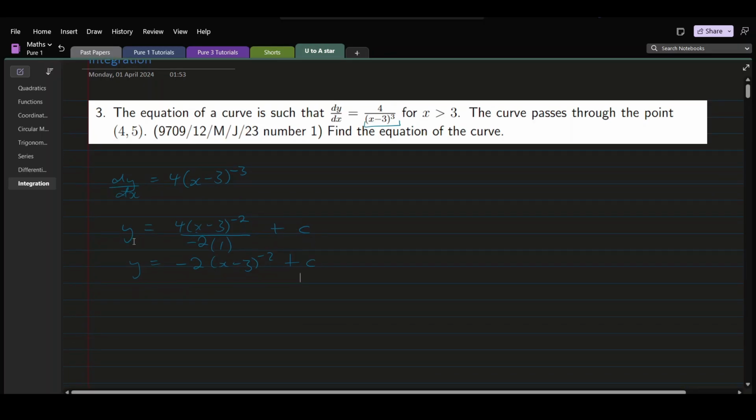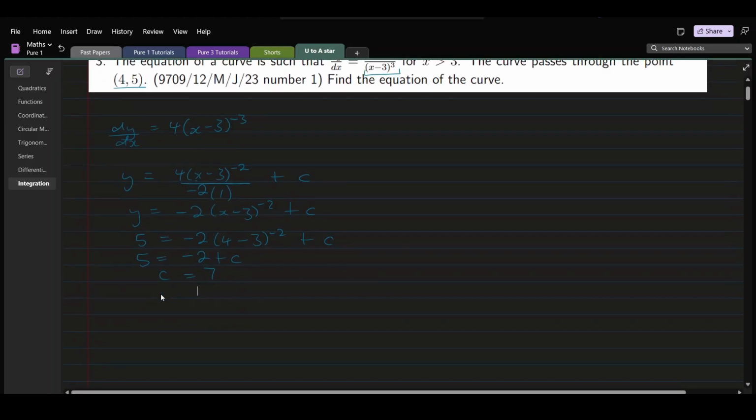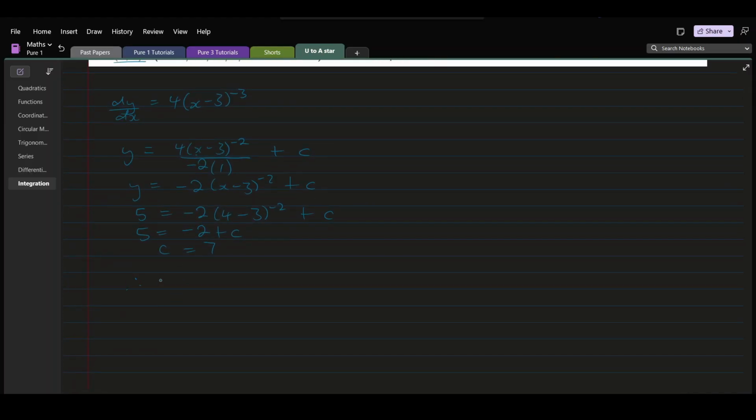Now we were given the set of coordinates to use, that's (4, 5). So substitute y with 5, and then x with 4. 5 is equal to negative 2 times (4 minus 3) to the power negative 2 plus c. Punch that into your calculator, you get negative 2 plus c. So c is equal to 7, and therefore the equation of the curve is y is equal to negative 2 (x minus 3) to the negative 2 plus 7. And this is the final answer.